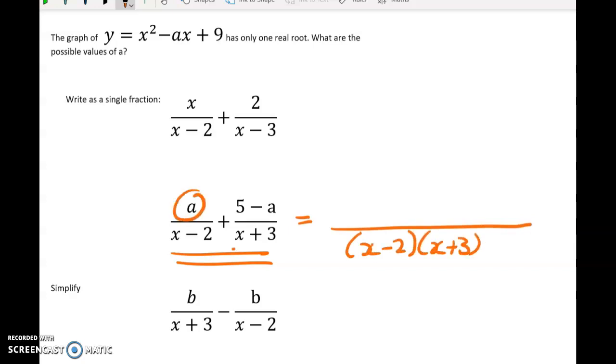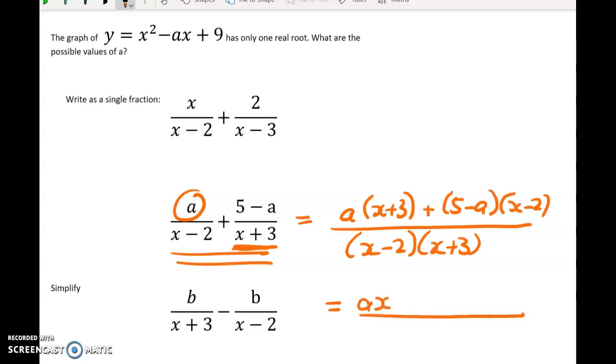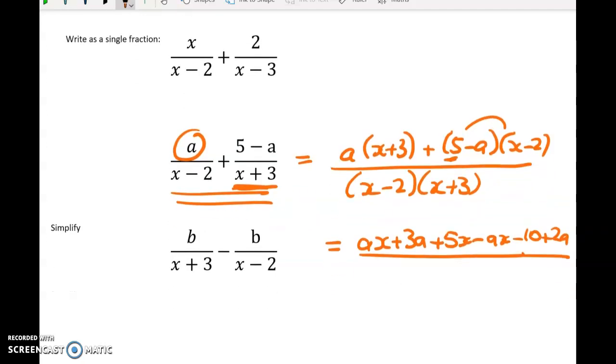We have to multiply the a by x plus 3, and we have to multiply the 5 minus a by x minus 2. That gives me, expanding the top, ax plus 3a plus 5x minus ax minus 10 plus 2a. Right, lots of terms in there because it's a quadratic, but not one with x in here. And we'll just copy that down.